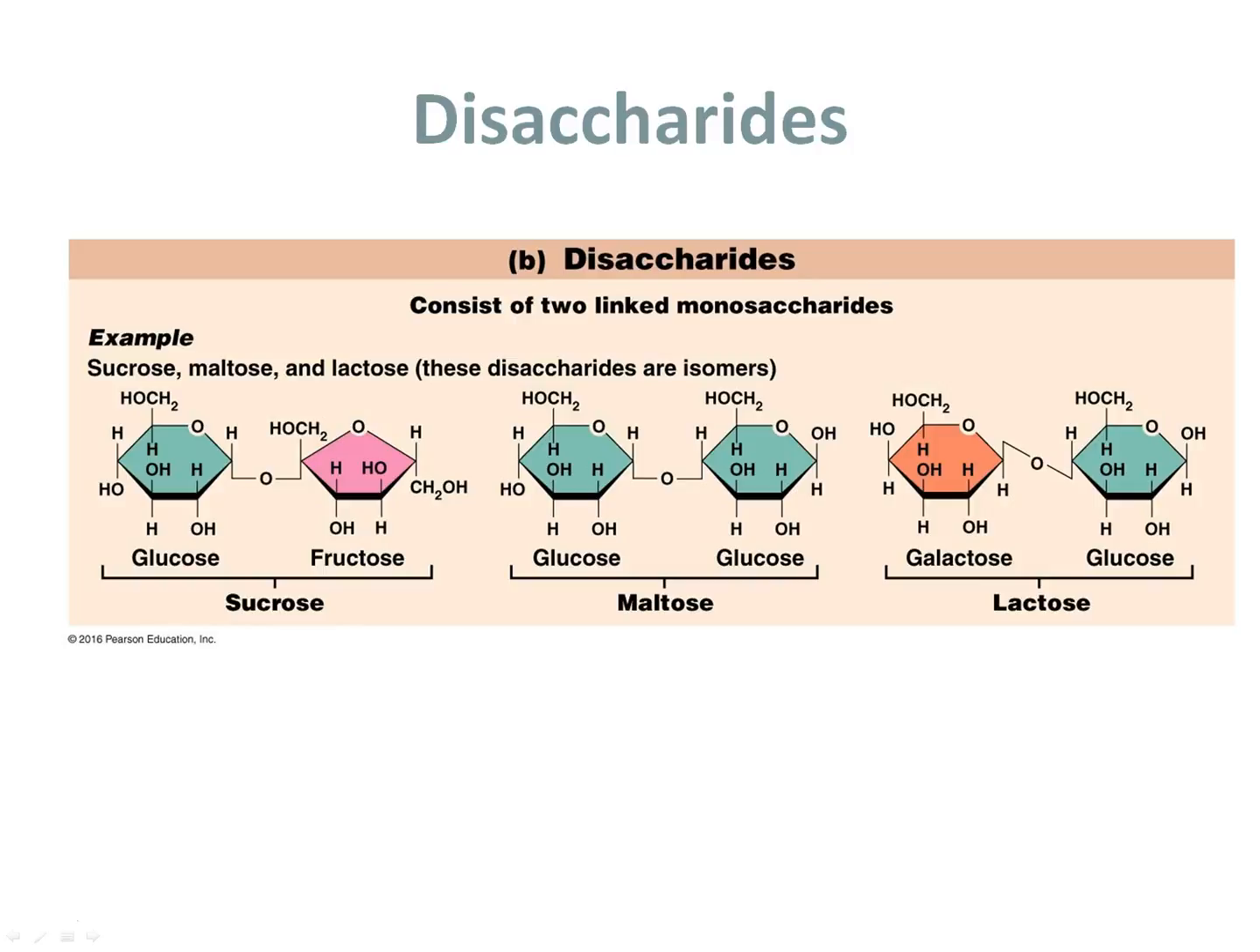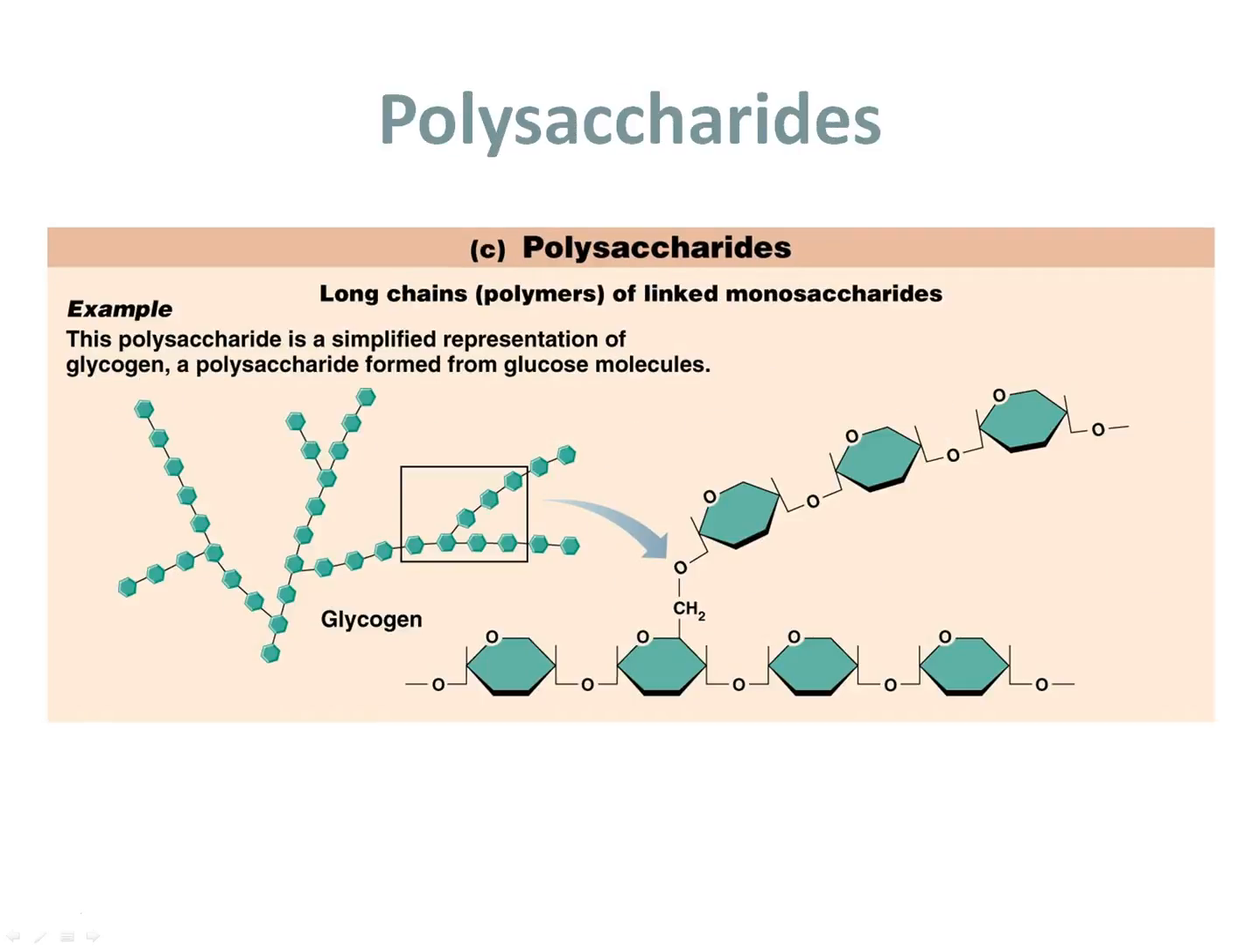Our disaccharides are going to be a combination of 2 monosaccharides. So these are the most common ones: sucrose, maltose, and lactose. Our polysaccharides are big, long chains of those monosaccharide molecules. Inside of our bodies, we store glucose as glycogen, and this is the branched form that glycogen will take on when it's stored.